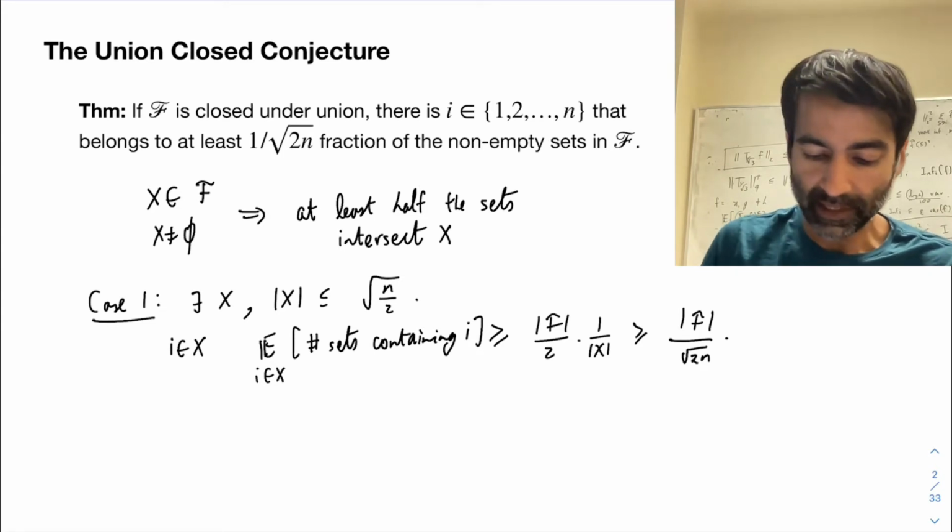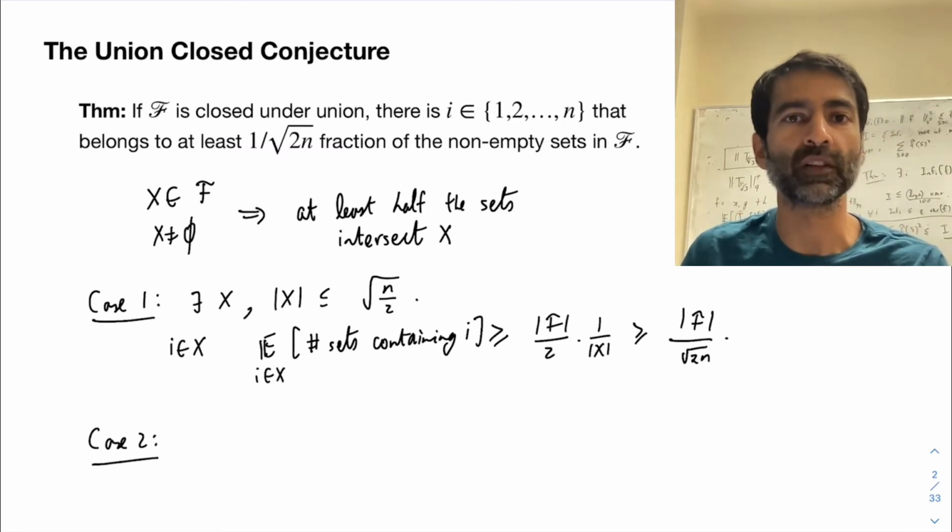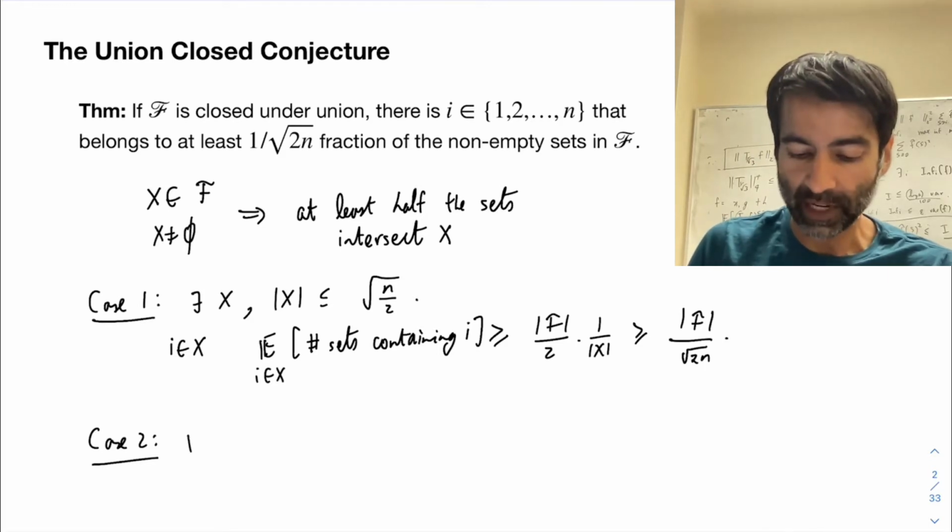And in the second case, maybe the opposite happens, that actually there are no available small sets, which means that every non-empty set in the family is large.